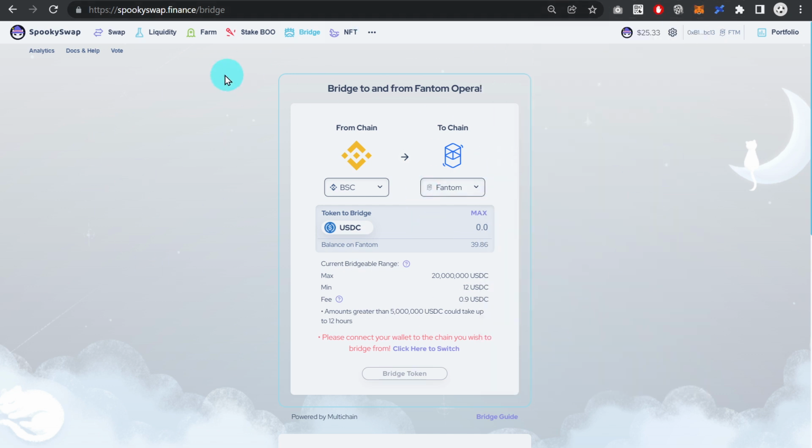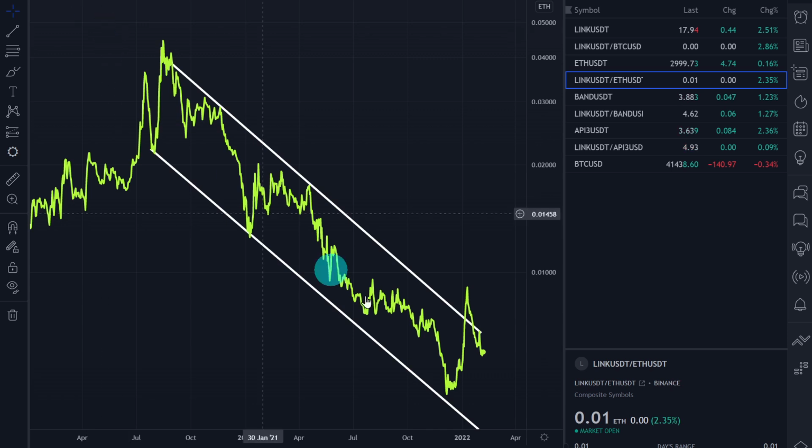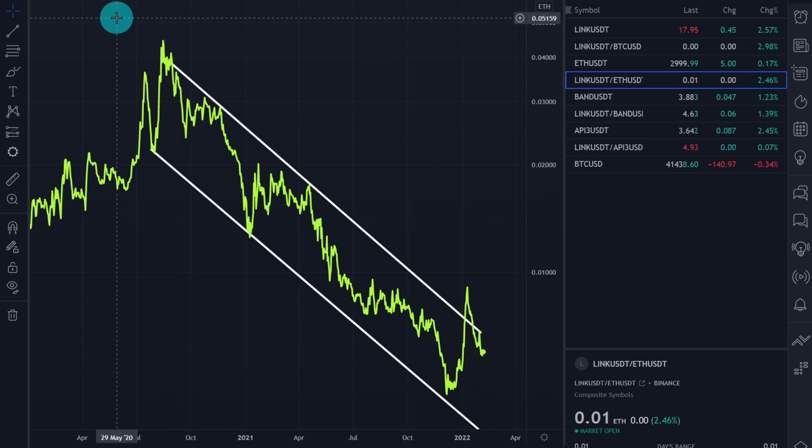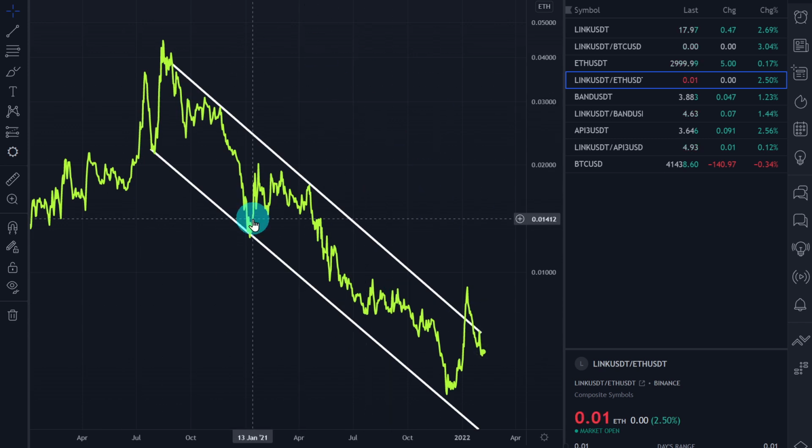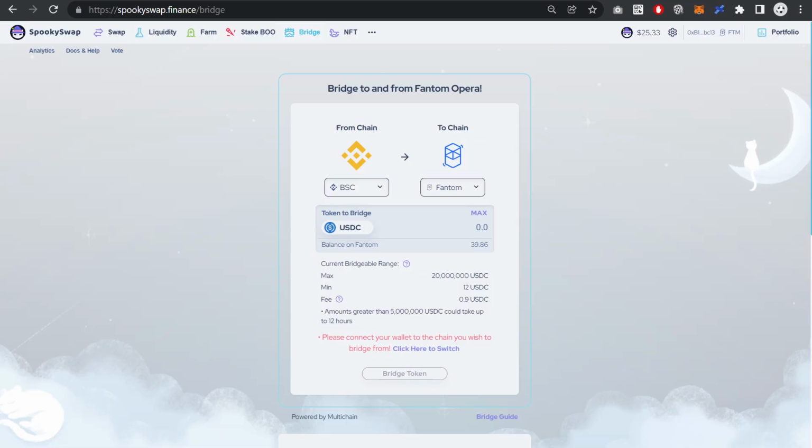What we want to do next is, since we want to be bullish on Ethereum and bearish on ChainLink, we want to bet on this chart over here, that ChainLink will continue this downtrend in the future. We want to buy Ethereum. So during the bridging process, I recommend, in case you don't yet have Ethereum, to actually bridge stable coins, because that's where the fees are comparatively cheap.